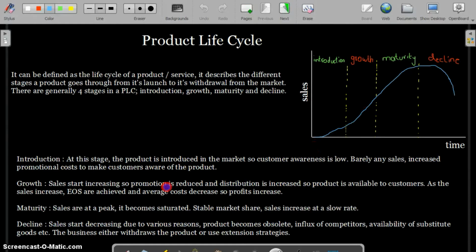And as the sales are increasing, economies of scale are achieved because the business starts buying in bulk. It starts to produce more as there's greater demand, so average costs decrease and hence profits increase.